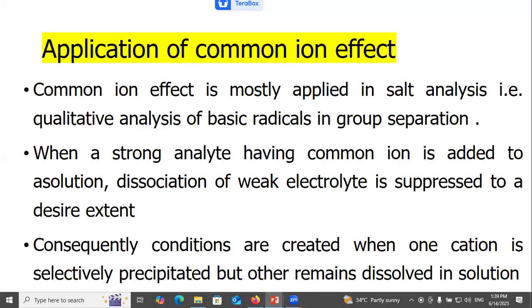Application of common ion effect. Common ion effect is mostly applied in salt analysis, that is, the qualitative analysis of basic radicals in group separation. When a strong electrolyte having the common ion is added to a solution, dissociation of the weak electrolyte is suppressed to a desired extent. Consequently, conditions are created in which one cation is selectively precipitated but the other remains dissolved in solution.